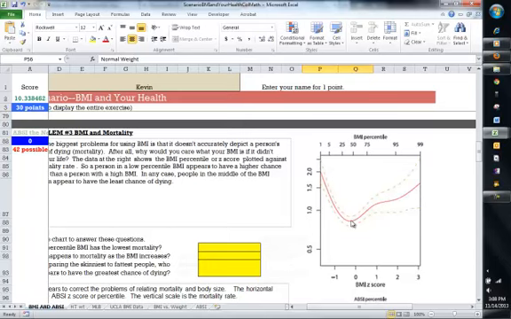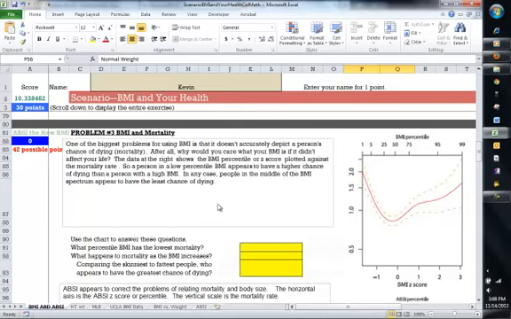The ideal BMI, or the lowest mortality, is related to a BMI score that's right about average. In any case, people in the middle of the BMI spectrum appear to have the least chance of dying. Use the chart to answer the questions below. So make sure you answer those 3 questions. And if you notice, BMI percentile is up here at the top.